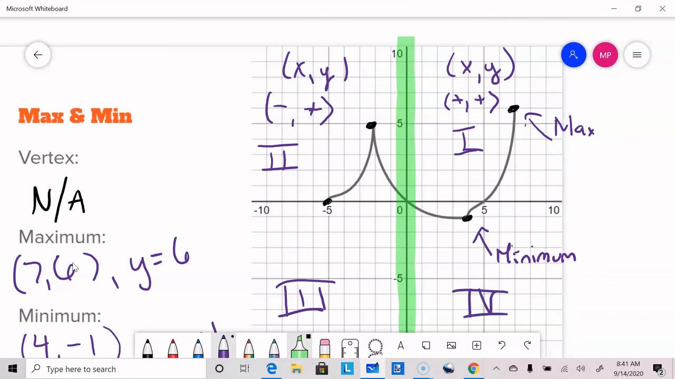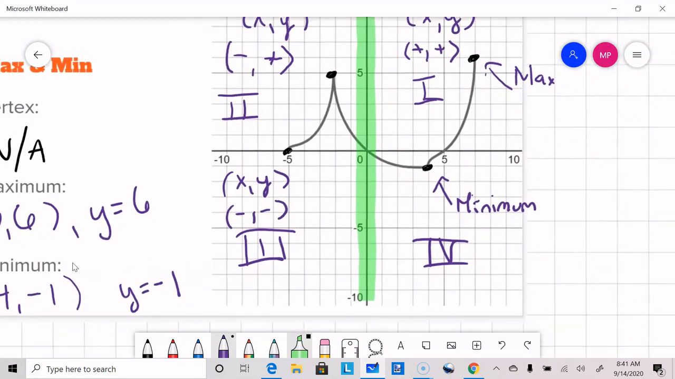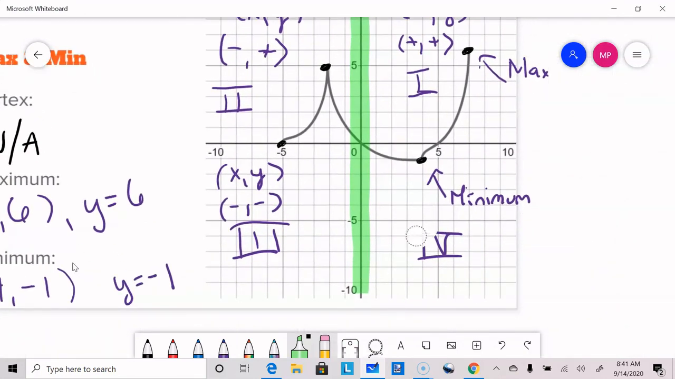And then in this quadrant, both the x and the y are going to be negative. And then in our last one, we're going to have a positive x value but a negative y value, since we are going to go down.